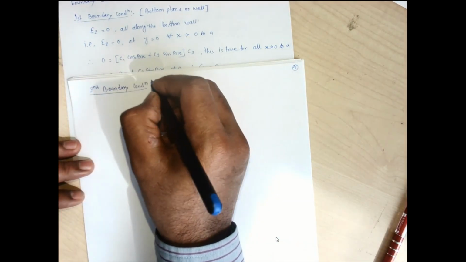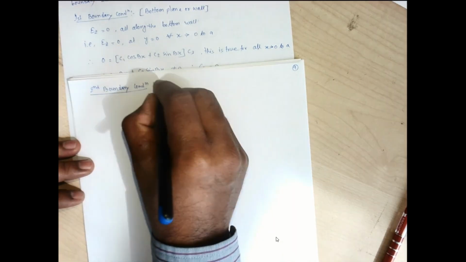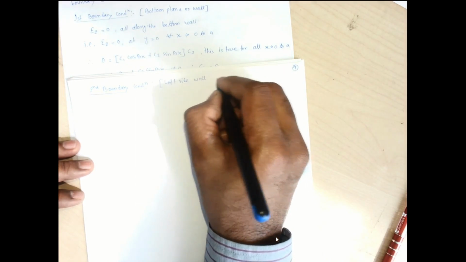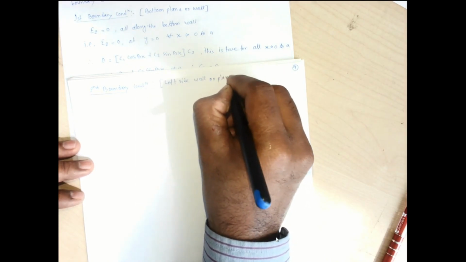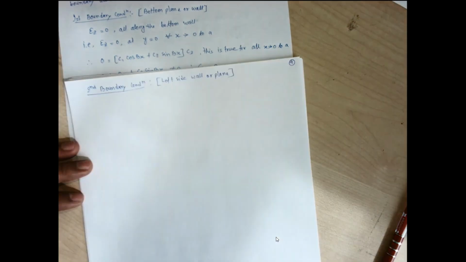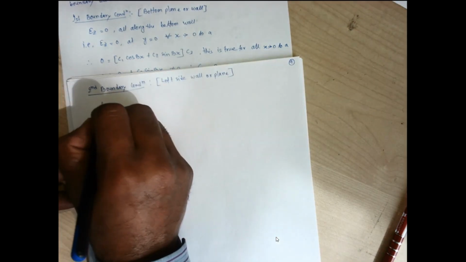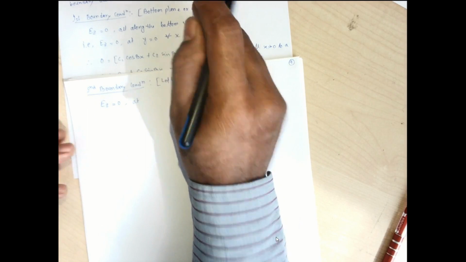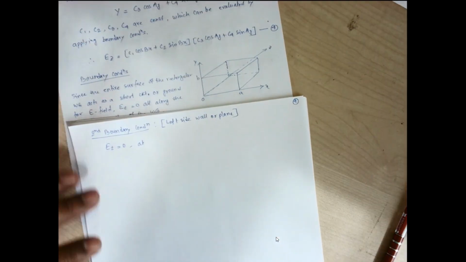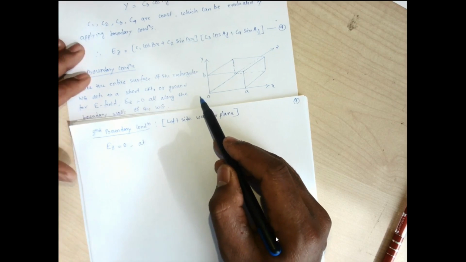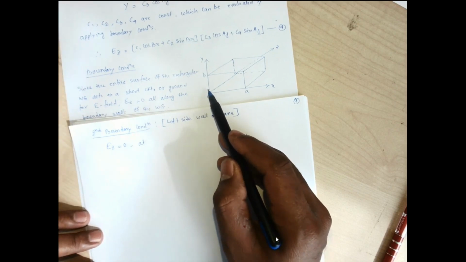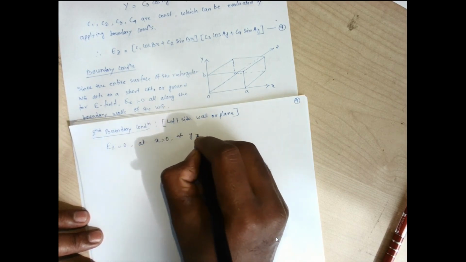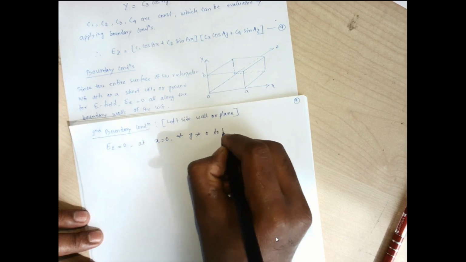This is our left side wall, or left side plane. Okay, so here again Ez will be 0 and it is situated at x equals to 0. This left side wall is at x equals to 0 and it ranges for y from 0 to b. At x equals to 0 for all values of y from 0 to b.